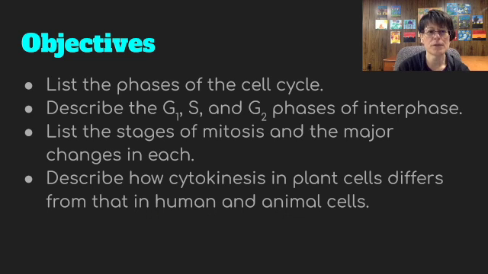So, our objectives were to list the phases of the cell cycle, describe the G1, S, and G2 phases of interphase, list the stages of mitosis and the major changes in each, and describe how cytokinesis in plant cells differs from that in human and animal cells. So, don't forget your 5 questions in your notes and to keep watching this video to answer the questions at the end.